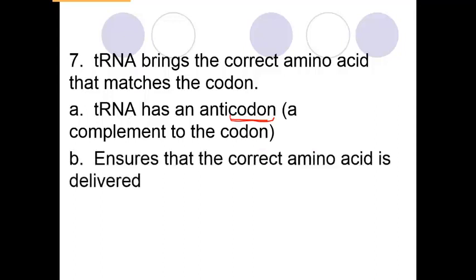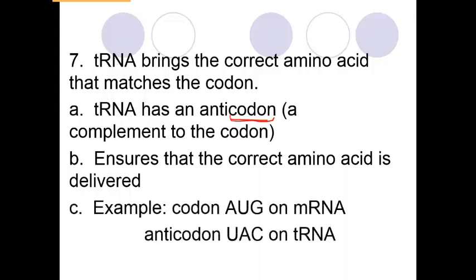The reason the anticodon is important is that it kind of proofreads to make sure the right amino acid is being delivered. If the transfer RNA can't correctly bond to the codon, then it knows that this amino acid isn't right. So it has to be an exact match in order to work. Here's an example. This would be on your messenger RNA, AUG.